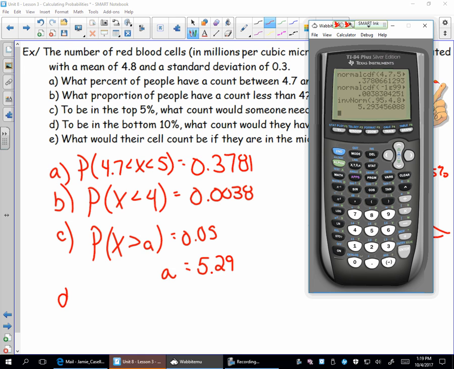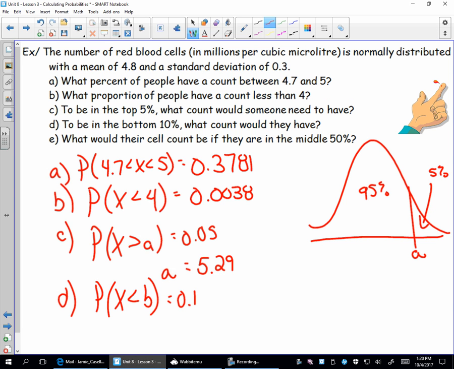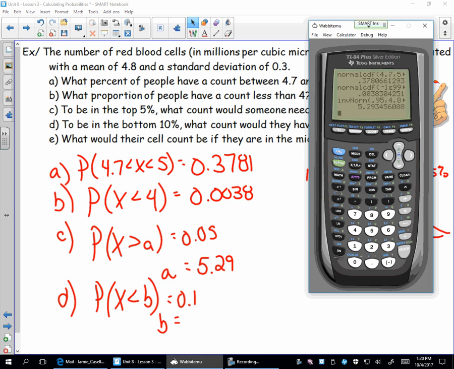D. To be in the bottom 10%. Well, okay, so it would be less than B. I want it to be 10%. Okay, on our picture, I'm really thinking this is B, this is 10%. Well, again, that's an inverse norm question, and I know the data from the left because I can see it, it's 10%. So the only change I'm making is that one. Our value is 4.42.